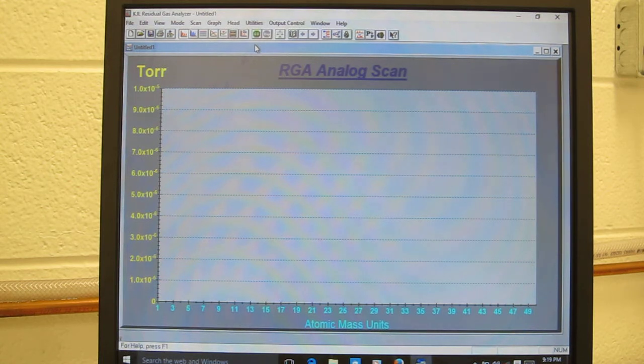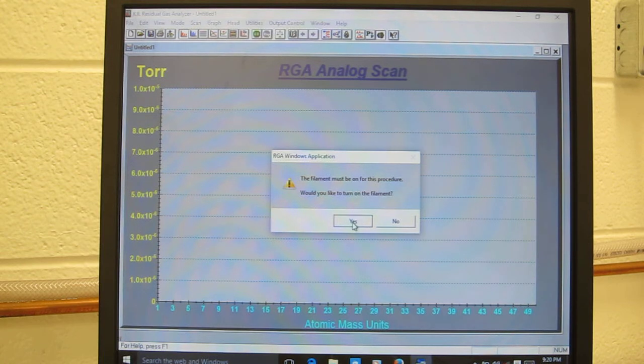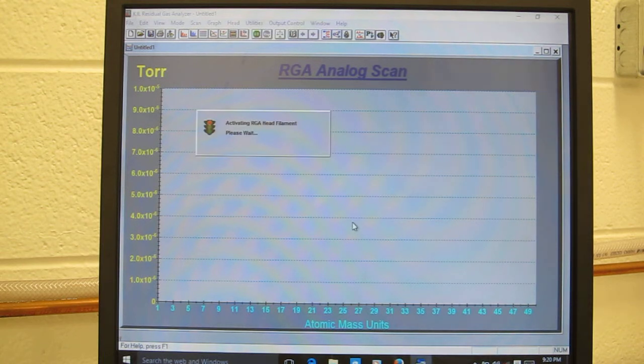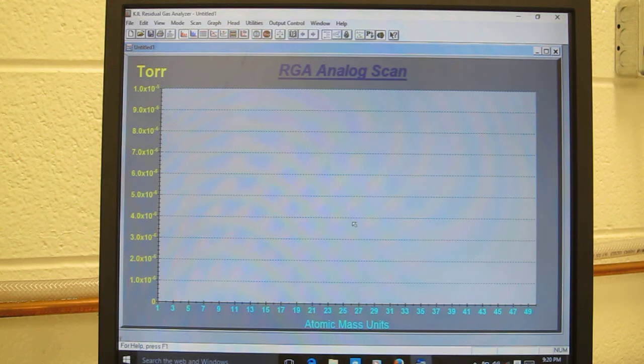The system's now been pumping for several minutes, and at this point we should have achieved somewhere close to our ultimate vacuum. In order to see what's left inside the system, we run what's called a background trace, and it simply shows us things like molecules that are clinging to the inside walls of the system, things that you won't be able to actually get rid of. We activate the mass spectrometer, turn on the filament, and allow it to run a trace from 1 through 50 atomic mass units to show us what's left in it.